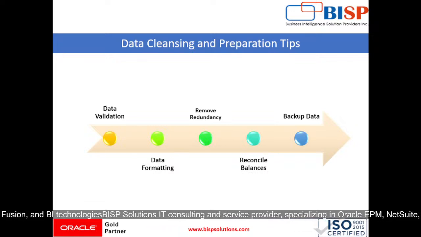Then comes our reconciling balances, where we will be ensuring AR, AP and GL, which is accounts receivable, accounts payable and general ledger balances, match before migration to avoid discrepancies. Lastly, backup data, where we will be keeping a secure backup of QuickBooks data for reference and audit purposes.